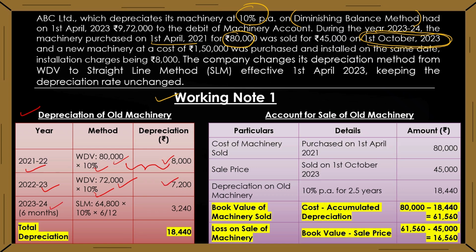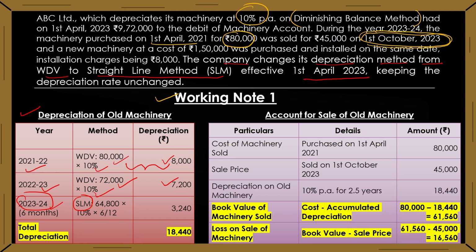In 2023-24, one interesting thing has happened. See here, the company changes its depreciation method from WDV to straight line method effective 1st April. So 2023 starts from 1st April. On the date of 1st April itself, they have changed to SLM method. For SLM method, we have to take only the book value.